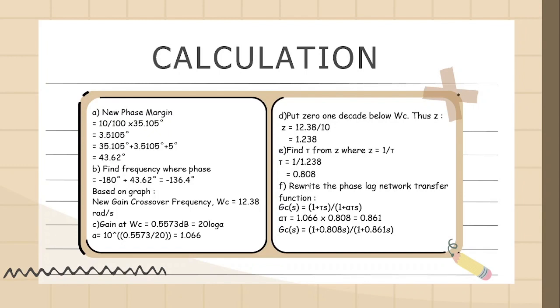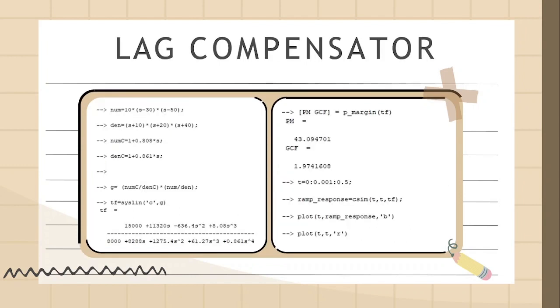And then from all of the values, we need to rewrite the phase lag network transfer function. So we will get the new transfer function for our question. After that, we just need to put all of the new values in Scilab, and after we generate it, we will get the new phase margin of 43.09, and the gain crossover frequency is 1.974.